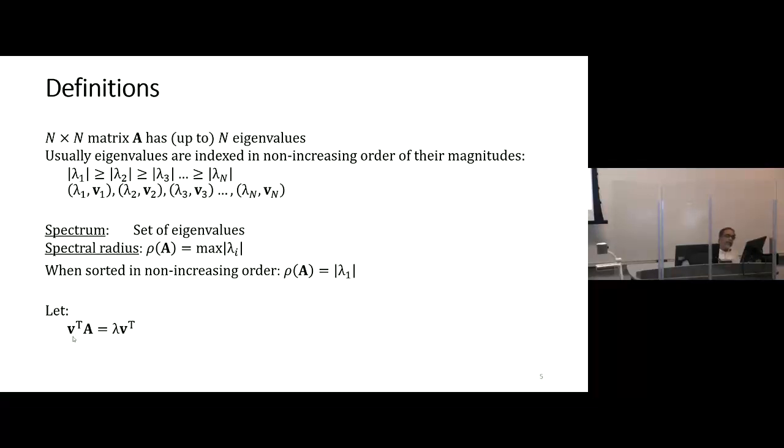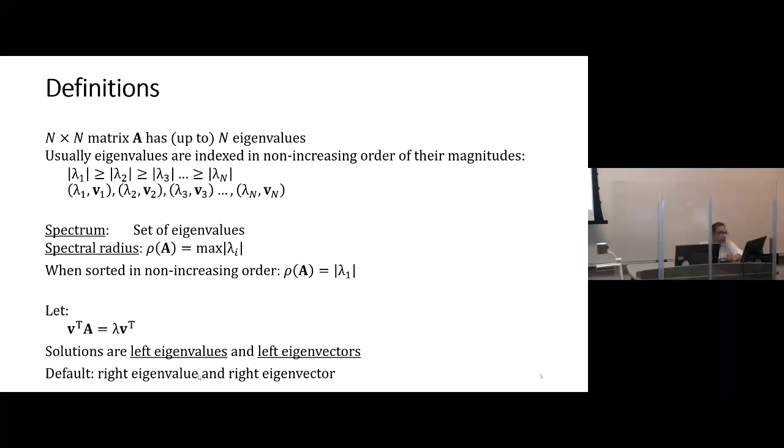Now, suppose V transpose A equals lambda V transpose. Suppose there exist lambda and V such that this equality holds. This time I'm pre-multiplying A with V transpose. Then this lambda and V are the left eigenvalue and left eigenvector. Okay? But throughout this course, we will do right eigenvalue and right eigenvector, and that's the default.